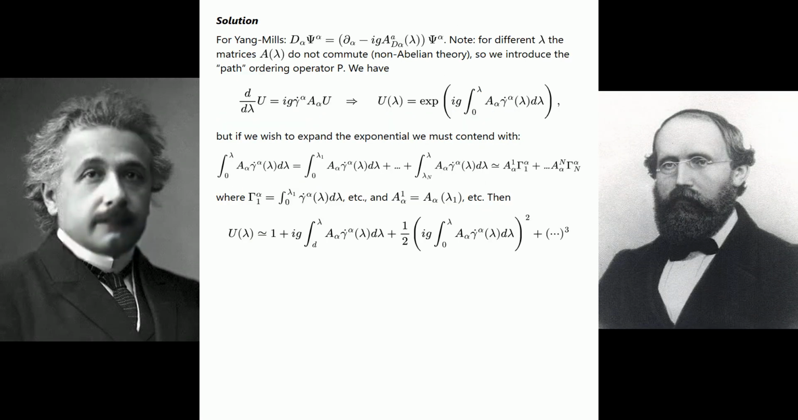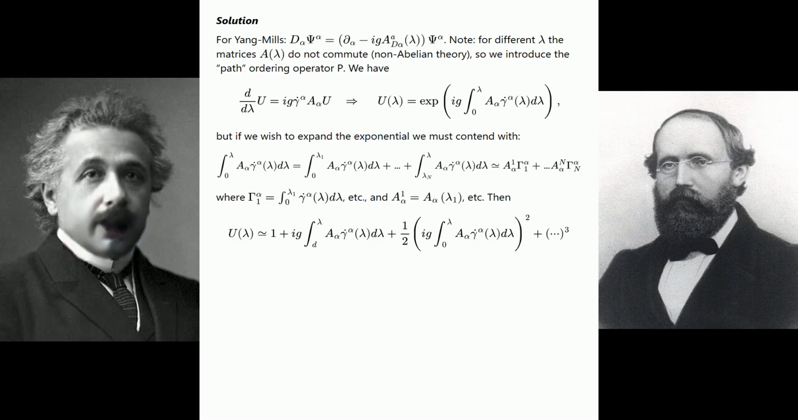Solution for Yang-Mills. D sub alpha psi to the alpha equals partial differential sub alpha negative Ig of a sub alpha to the A of lambda times psi to the alpha. Note, for different lambda the matrices A of lambda do not commute, non-abelian theory, so we introduce the path ordering operator P. We have, see the next equation. But if we wish to expand the exponential we must contend with, see the equation shown, where gamma sub 1 to the alpha equals the integral from 0 to lambda sub 1 of gamma dot to the alpha of lambda d lambda, etc., and a sub alpha to the first equals a sub alpha of lambda sub 1, etc.